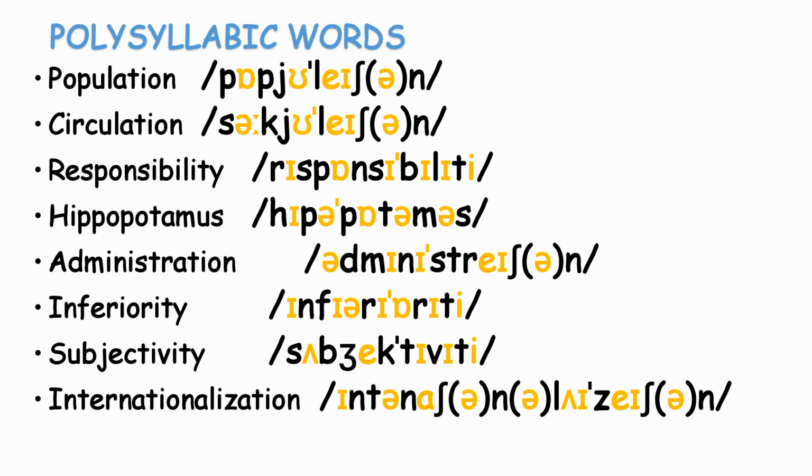Inferiority. One, two, three, four, five syllables are there. Therefore, it is also a polysyllabic word. The next, subjectivity. Five vowel sounds are there. Therefore, polysyllabic.